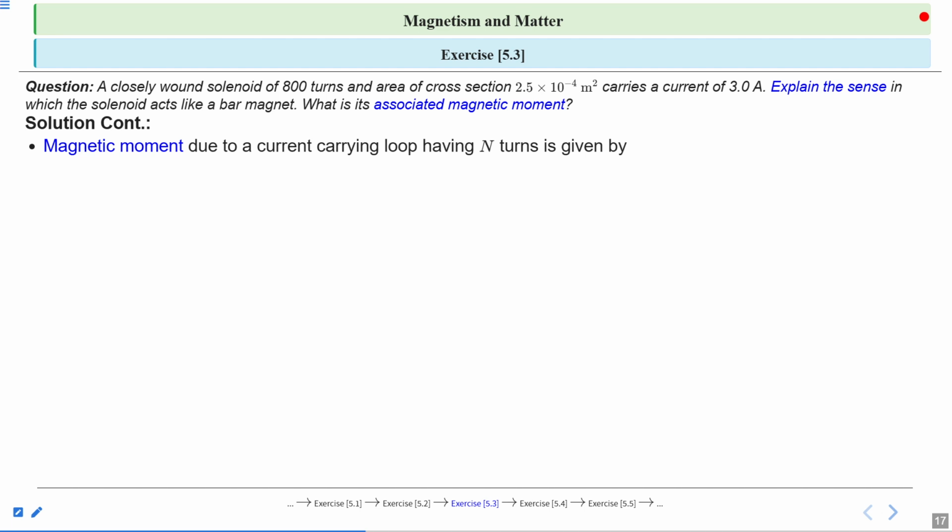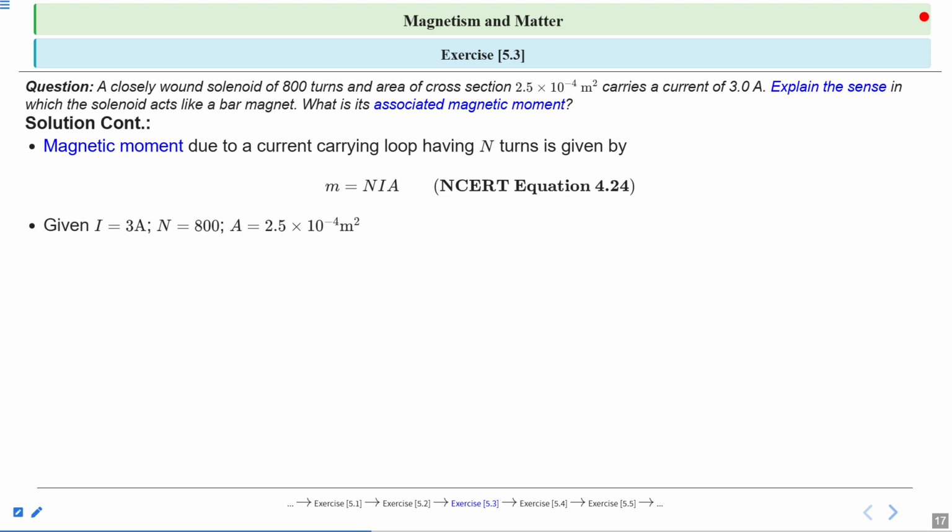The solenoid is closely wound, so every winding can be considered as a loop. So for one loop, magnetic moment is IA. For N number of loops, which is 800 turns in the solenoid, capital N will be 800. So we are going to multiply this 800 with the magnetic moment of one loop. So M equal to NIA, NCERT equation 4.24.